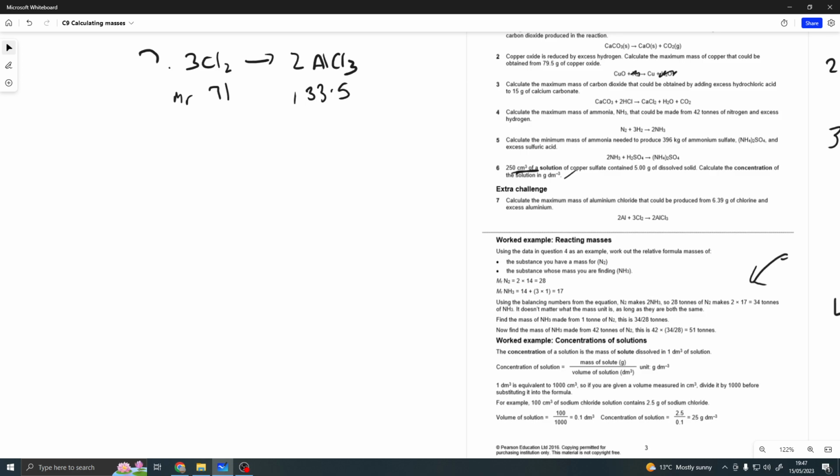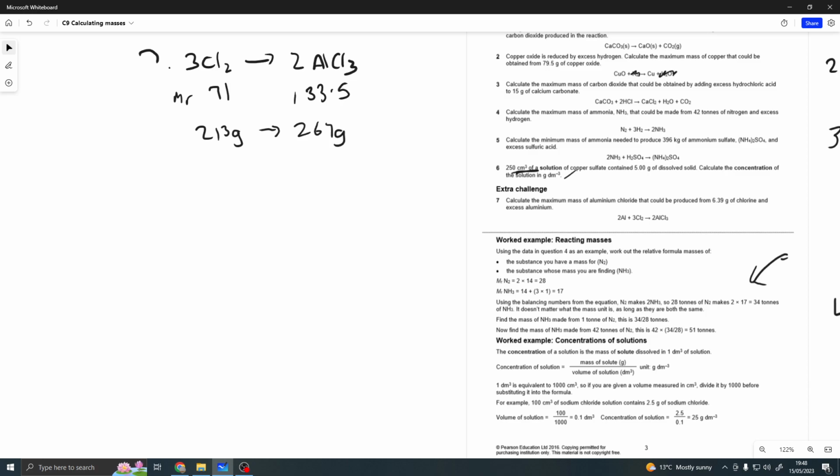Now we need to remember that 3 71s will make two 133.5s. So we need to times 71 by 3. That will give us 213 grams. This is in grams, that's fine. We'll make 133.5 times 2, 267 grams of that. That's what that's telling us. So 213 grams of chlorine will make 267 grams of aluminium chloride.